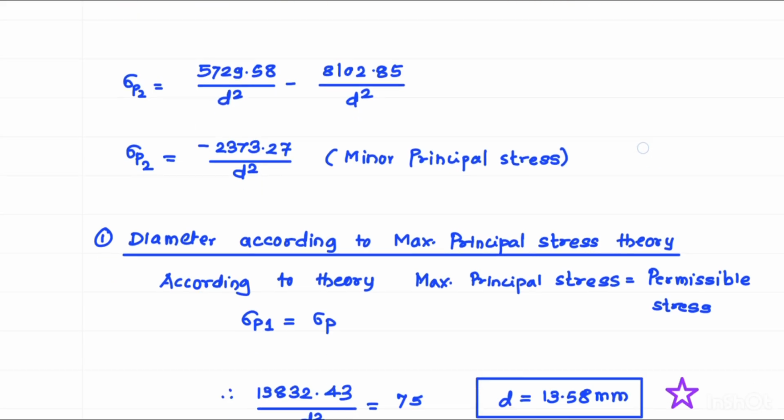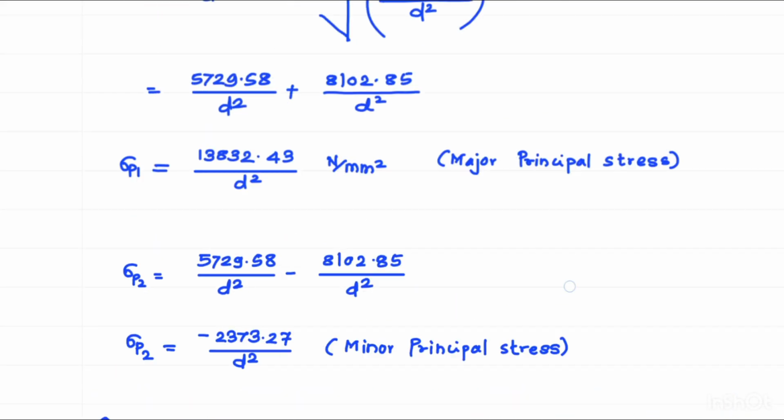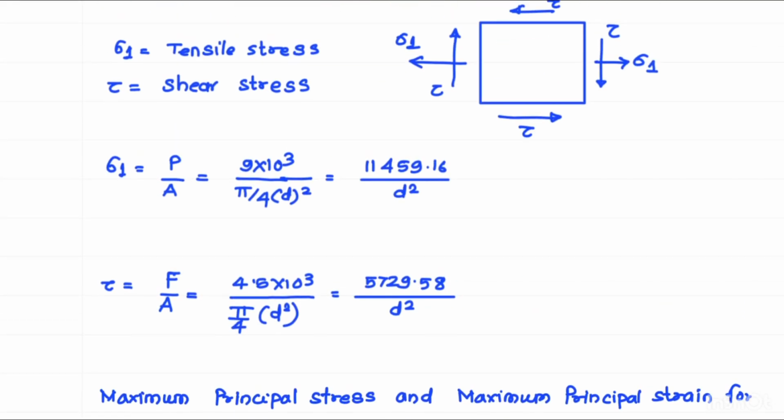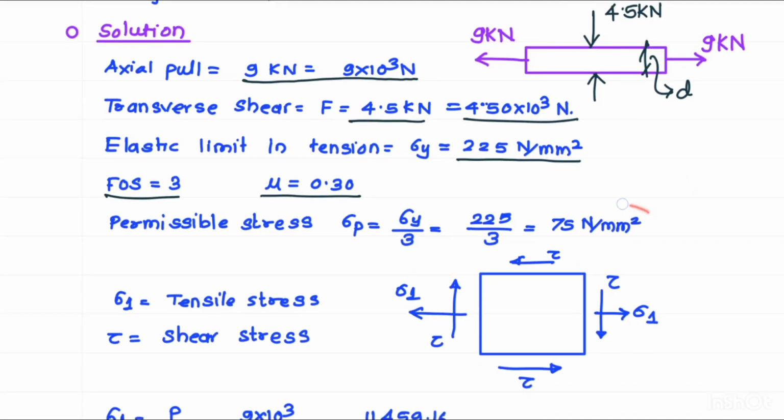Now for using the maximum principal stress theory, we have to consider the criteria that the maximum principal stress in a material is equal to the permissible stress in that particular material. So the permissible stress, as we have already calculated, is 75, since 225 is the given yield stress value and the factor of safety is 3. So you are getting the permissible stress as 75 Newton per millimeter square.